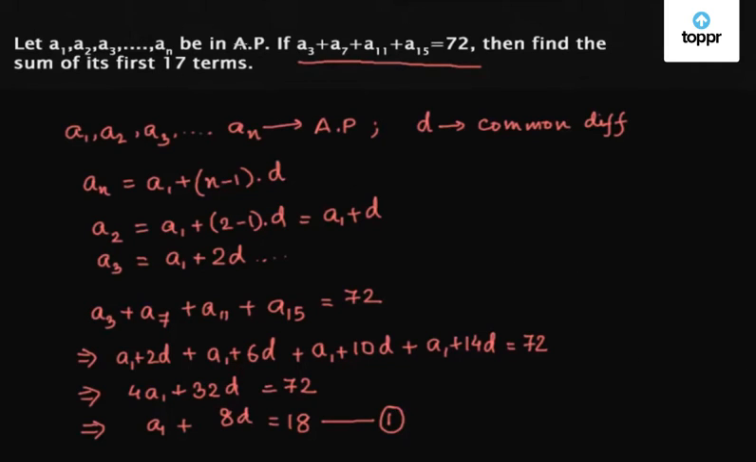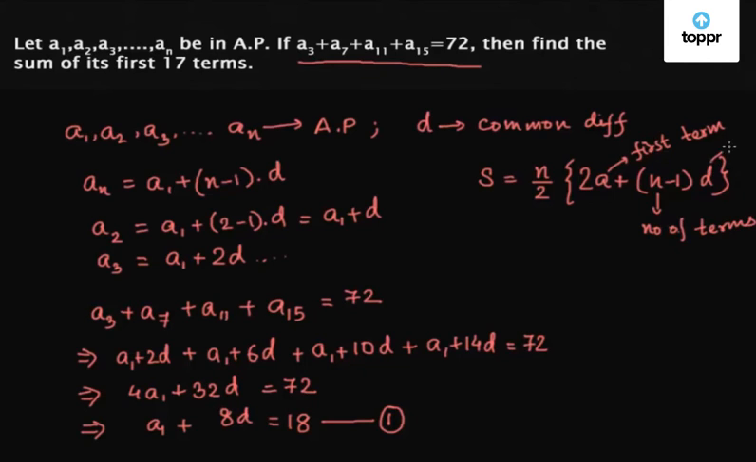So we are required to find the sum of the first 17 terms of the AP. Now we know that the sum of the first n terms of an AP can be given as S equals n by 2 into 2a plus n minus 1 into D, where a is the first term, n is the number of terms, and D is the common difference. So in this question we have n equal to 17, a equal to A1, and D the common difference. So we can rewrite this as 17 by 2 into 2A1 plus 17 minus 1, which is equal to 16, into D.